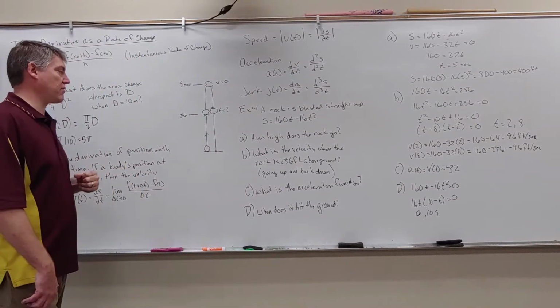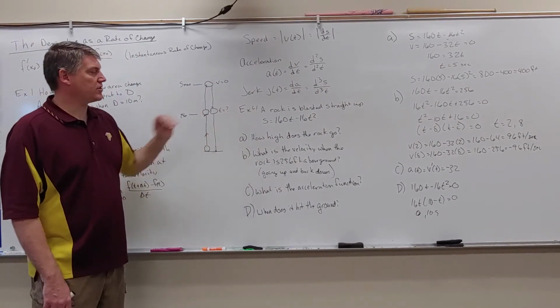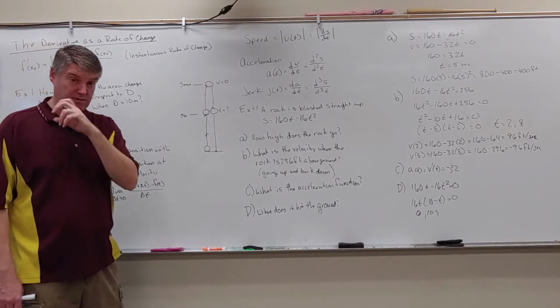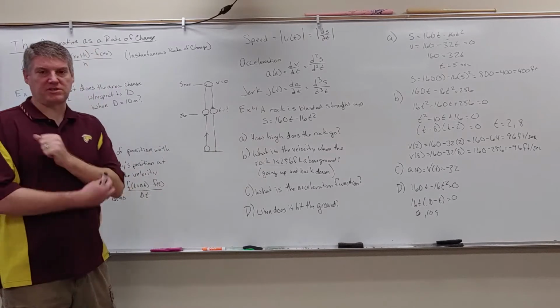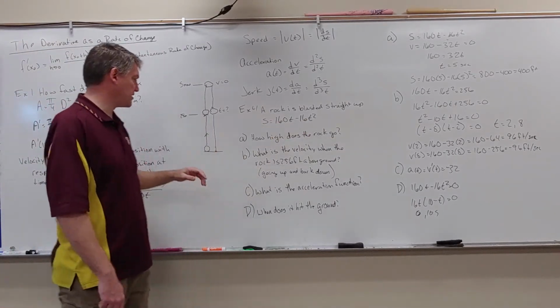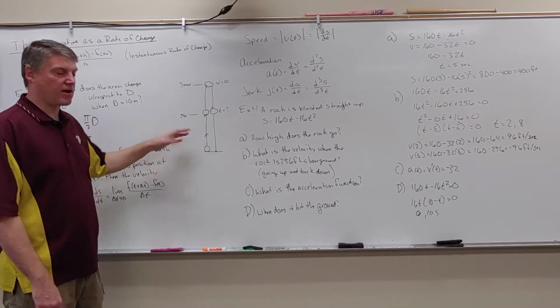So we're going to look at one of these examples here. The example is a rock is blasted straight up, okay? And it follows this positional path: s equals 160t minus 16t squared. So this is the diagram of what happens.